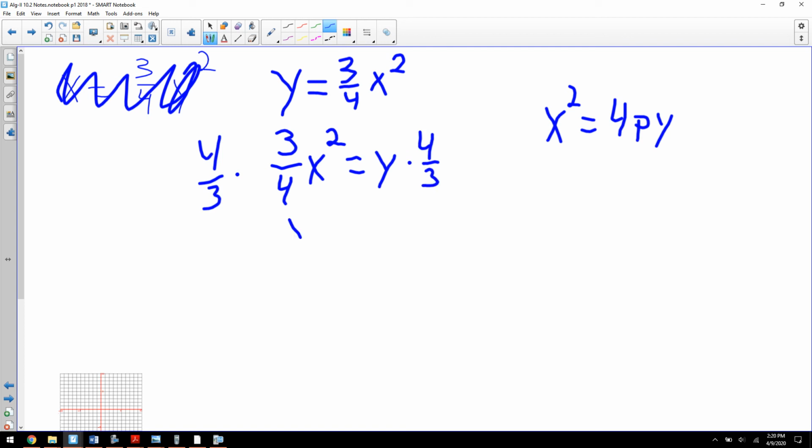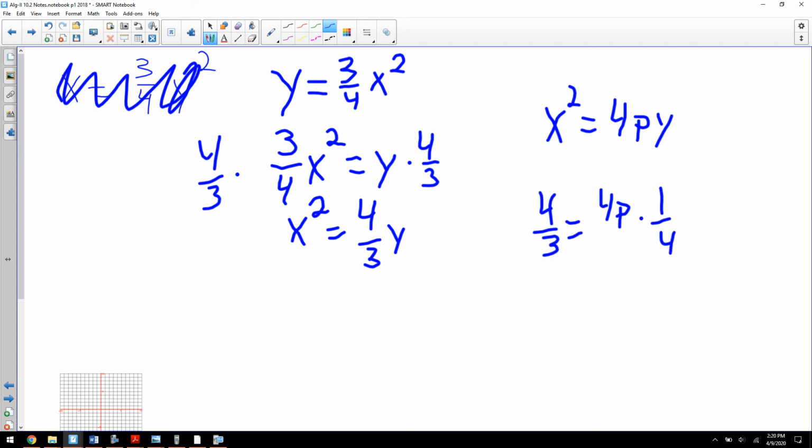And I wind up with x squared equals 4/3 y, which means that the 4/3 is playing the role of 4p. Now, in order to figure out what the p-value is, we multiply both sides here by 1/4, same thing as dividing, and we get 1/3 for your p-value. Now, p is positive, it's x squared, which means it has to be moving upward.